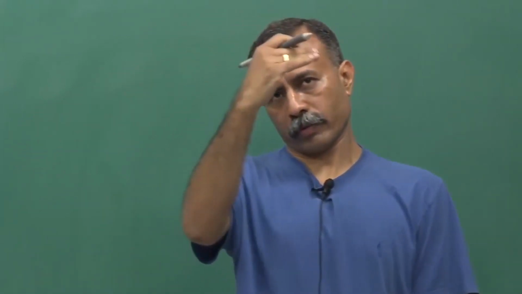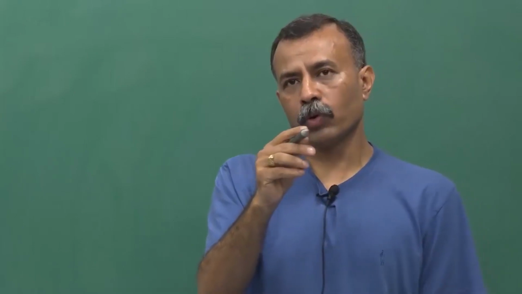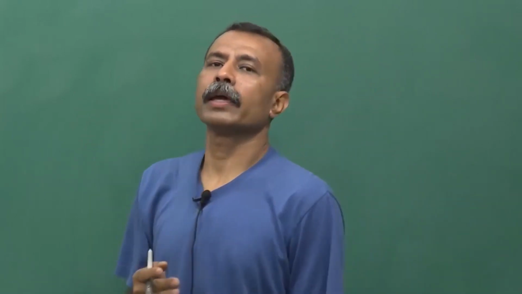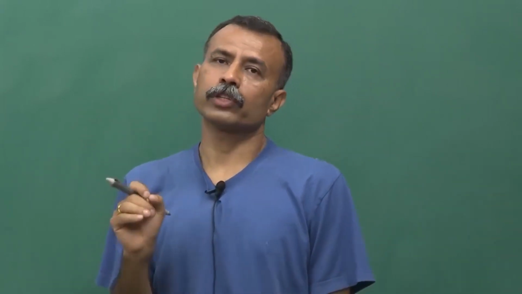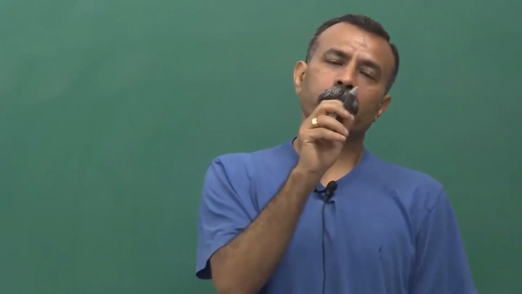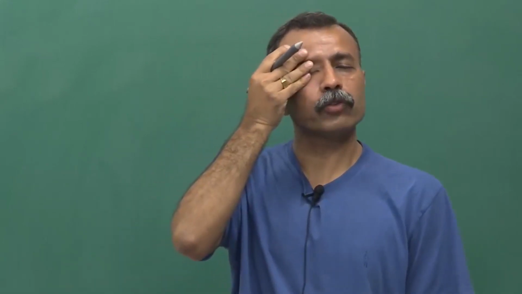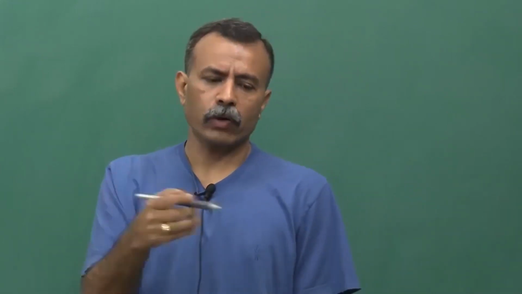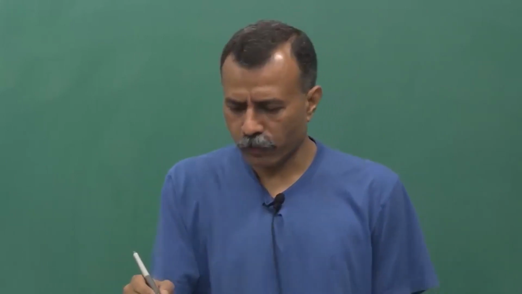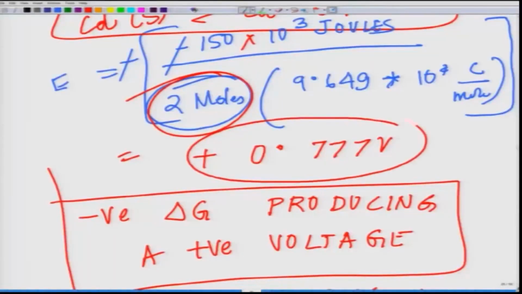So, 150 kilojoule per mole divided by n, which is 2, and F, which is the Faraday's constant. You convert the 150 kilojoule into joule by multiplying by 10 to the power 3, and the value we were getting was around, I think, 0.77 or something. This is the value you obtain.